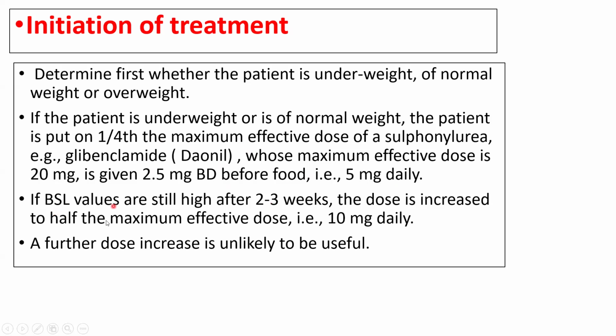Then if blood sugar levels are still high after 3 weeks, the dose is increased to half the maximum effective dose, that is 10 milligram daily. A further dose increase is unlikely to be useful. So these are the steps that must be followed. You have to write them down.